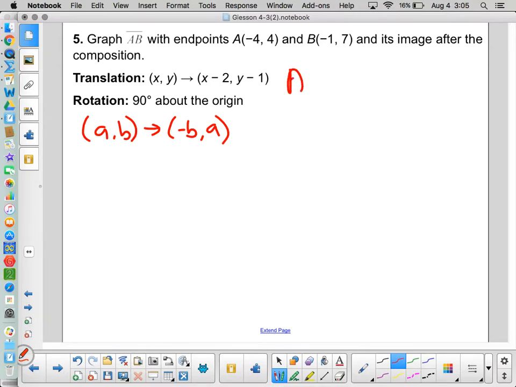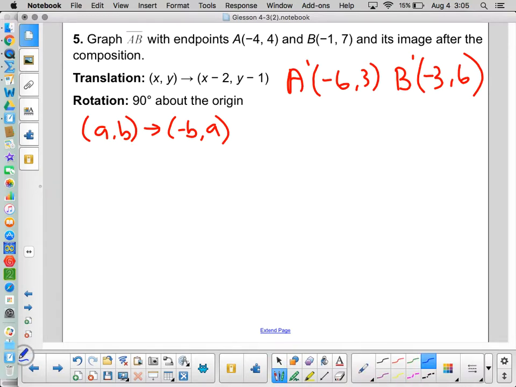So A primed is down 2. Negative 4 minus 2 is negative 6. Y primed is negative 4 minus 1, which is 3. And B primed, with just the translation here, is x coordinate down 2, so that's negative 3. Y coordinate down 1, that's 6.